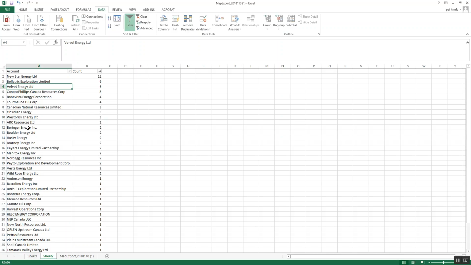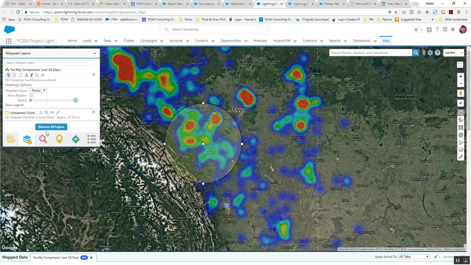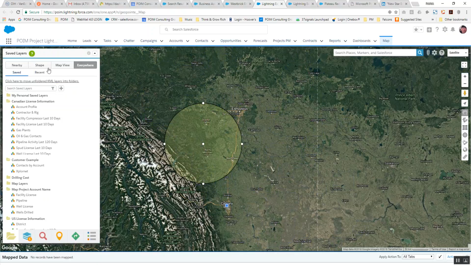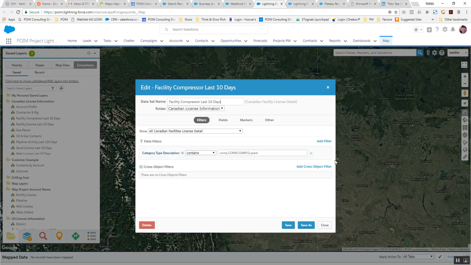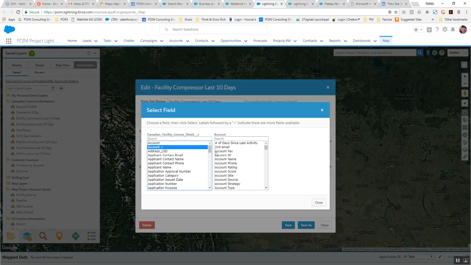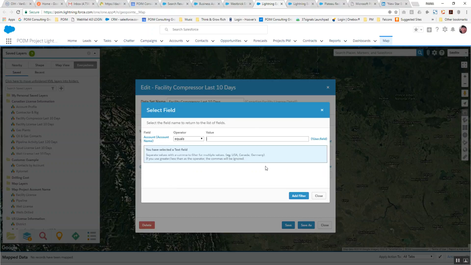So now we can go down this list, and our goal with account-based selling, yeah, it'd be nice to sell to all of those, but does it meet the criteria that we're looking for from an account perspective? One thing we can do is say, okay, Velvet Energy looks like an interesting company for us. So I can come back over here and run essentially the same query, but looking at it everywhere. I want any facility that has a compressor associated, and then for the account, we look at the account name, select, equals, paste, Velvet.